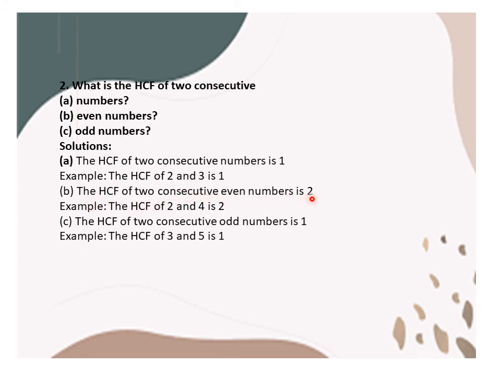The HCF of 2 consecutive even numbers, 2 consecutive continuous even numbers. The HCF of 2 and 4 is 2. Like that 4 and 6 also is 2. The HCF of 2 consecutive odd numbers is 1. Example, the HCF of 3 and 5 is only 1.